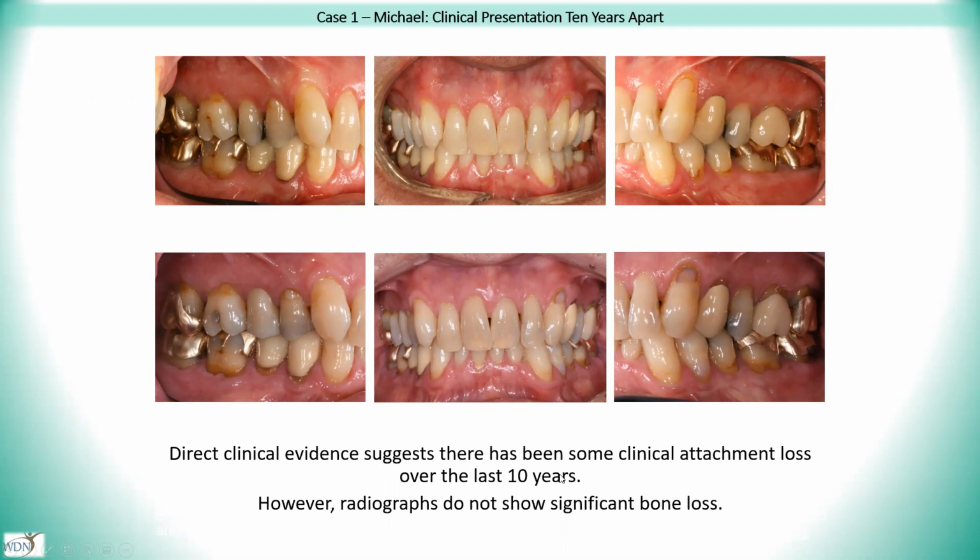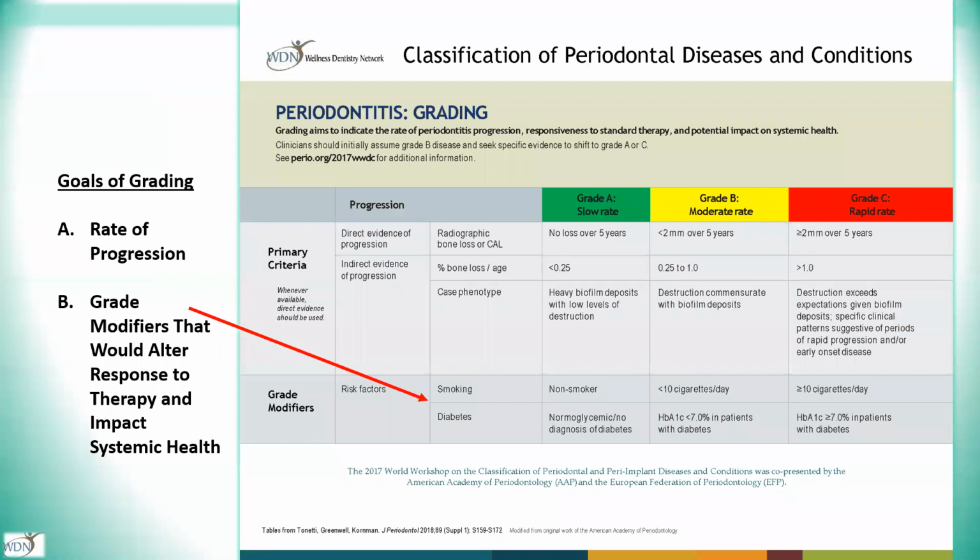And I would have to tie the clinical pictures with that as well. So the radiographs do not show significant bone loss. So this is a little bit of a conundrum for us, and this is why we have to look at more than just one piece of data to make a determination.